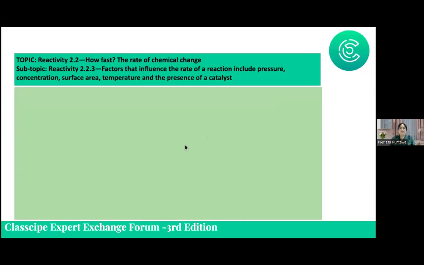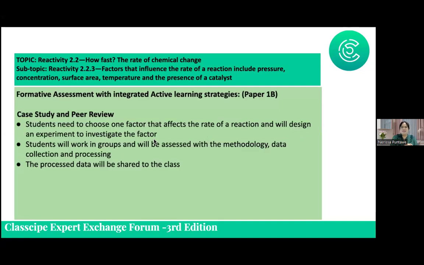Another one is reactivity 2.2, which is about how fast the rate of chemical change. The subtopic is reactivity 2.2.3, and this focuses on the factors that influence the rate of reaction, which includes pressure, concentration, surface area, temperature, and presence of a catalyst. For this one, I asked the students to do a case study and peer review. So this is to prepare them for paper 1B.